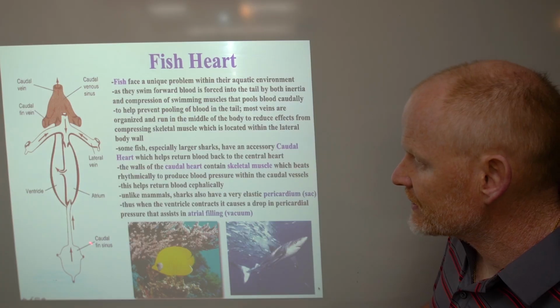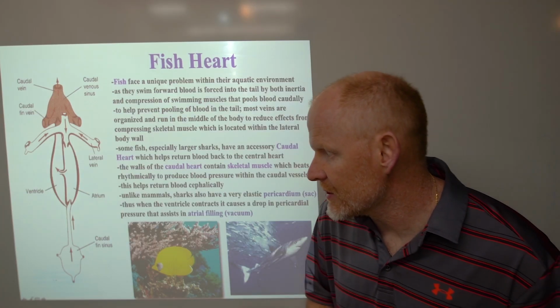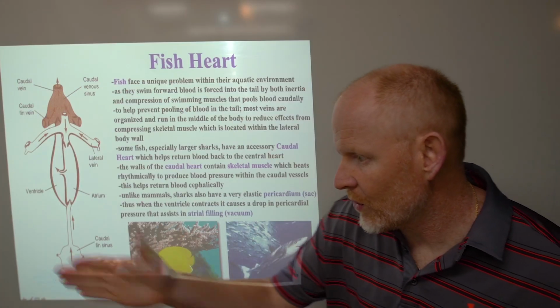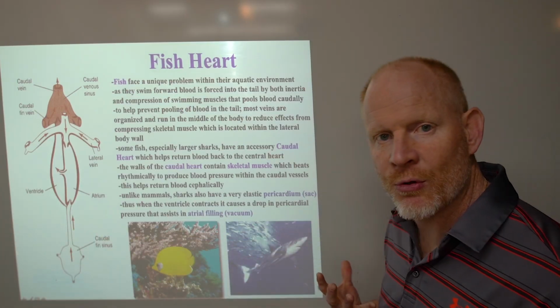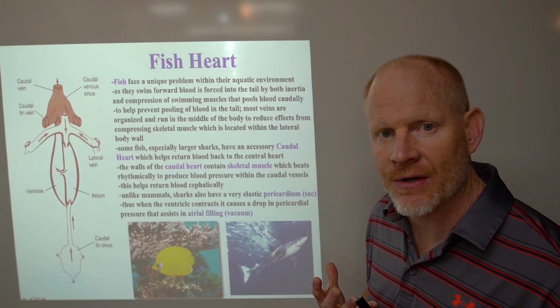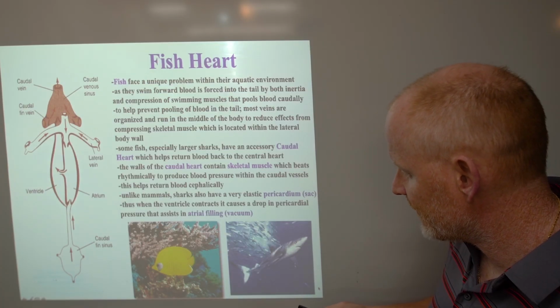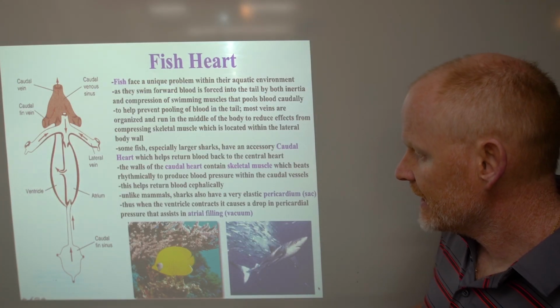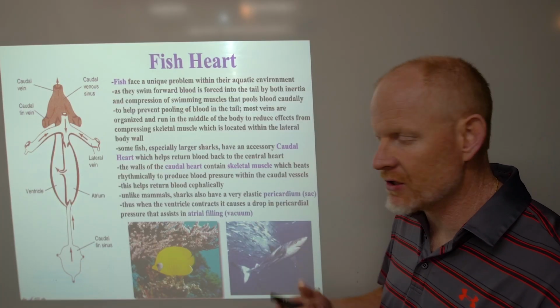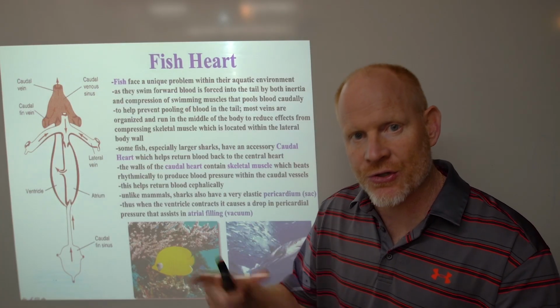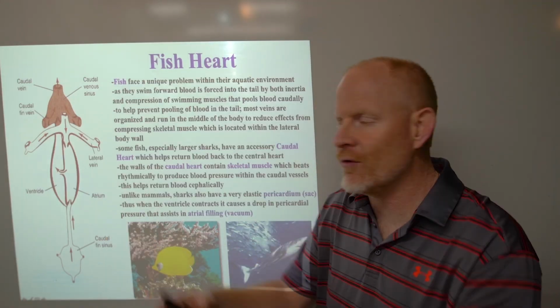A lot of fish have what's called a caudal sinus or a caudal heart. The biggest problem with fish is when they swim forward, all the blood tends to pull back into the tail. That's just the way things go as far as the way gravity works in water. And so blood tends to pull back here when fish and sharks are swimming. And so a lot of sharks in particular, or larger fish, have a caudal heart, which is a contractile blood vessel that also contracts, that squeezes the blood forward.